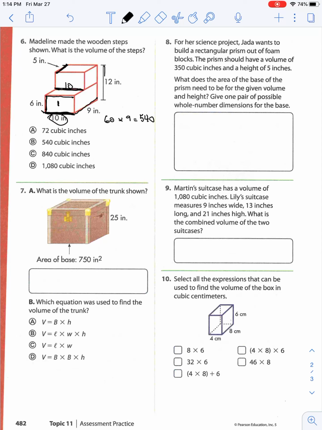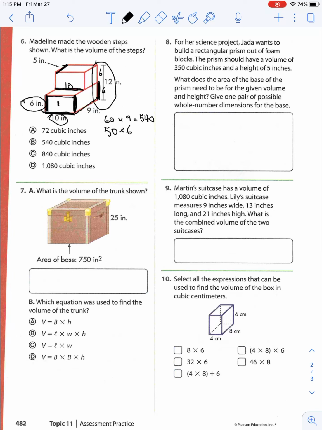We know that the total height of both of them is 12. And so we know that this height of the bottom step was 6. So this is 6, this is 6, and this is 6 right there. Well, if the whole thing is 12 and this is 6, we know that 6 plus 6 is going to give us our 12. So for the top step, it's 5 times 10, which is 50, and times 6.